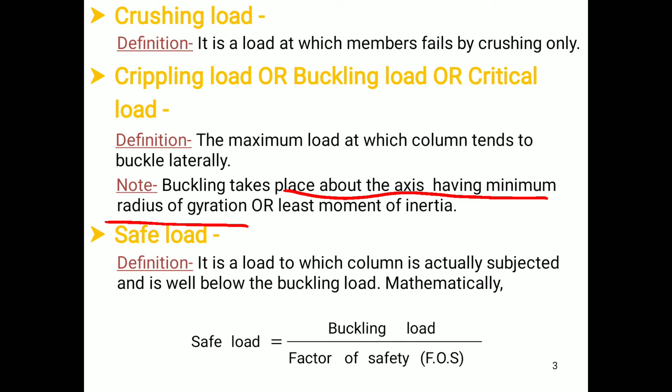So remember that the buckling of a column always takes place about the axis which has the minimum radius of gyration, or which has the least moment of inertia. The axis which has the smallest moment of inertia, about that axis the buckling takes place. Okay, now the next definition is safe load.